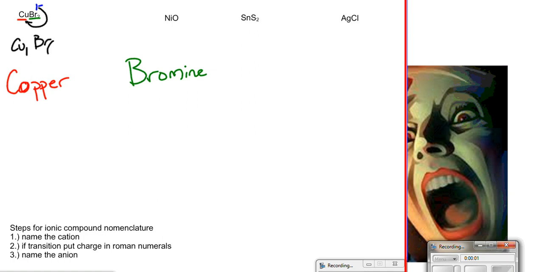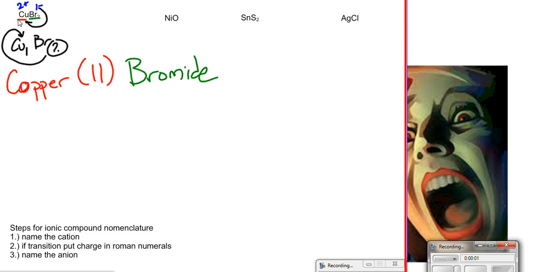Where did this 2 come from? Well, it came from a 2+ charge on the copper. So this tells me that copper has a 2+ charge. So this is copper 2 bromine. Third step is to change that name. It's not bromine. Bromine's an element. Bromide is an ion. This is copper 2 bromide.